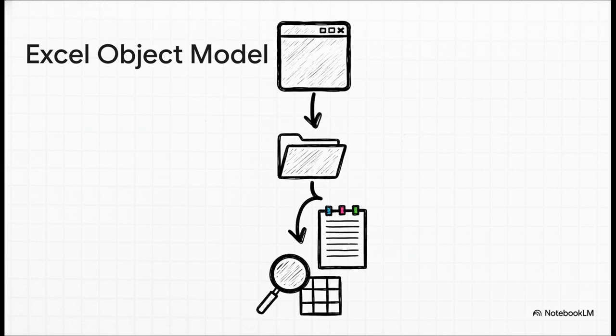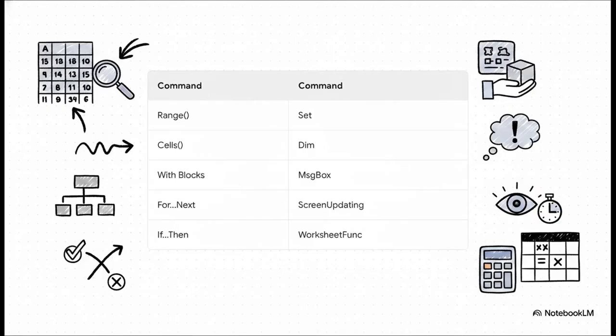Inside the application are your workbooks, the files. Inside those are worksheets, your tabs. And inside a worksheet is a range, the specific cells holding your data. When you write code, you're just navigating down this exact hierarchy to tell Excel what to manipulate. Makes sense, right? And to do that manipulation, developers rely on this specific playbook of 10 daily commands.